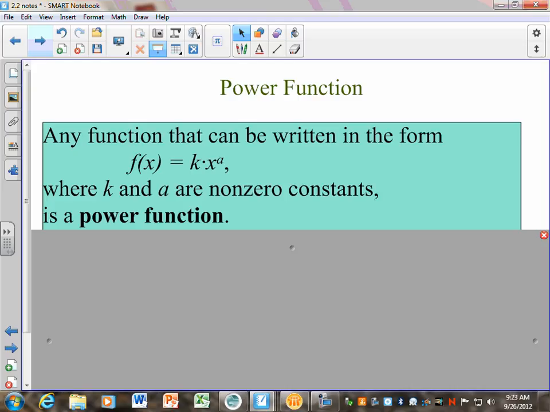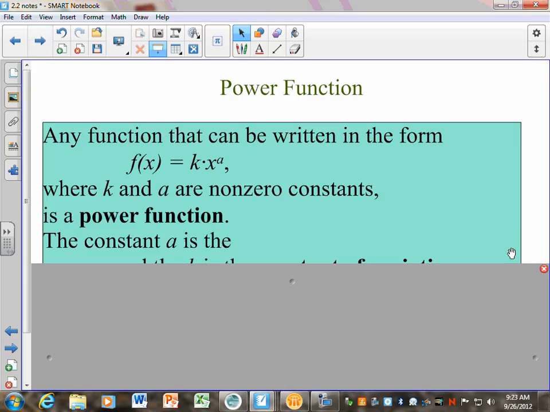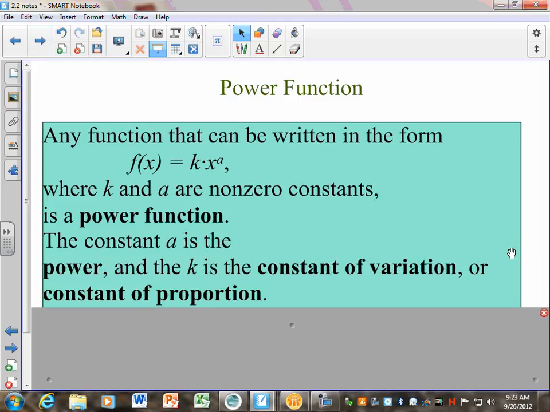What we're going to deal with today is more like story problems with power functions, and so I think that's why they throw that in here. And we say that the constant a is the power, which I feel like you probably know already. So if it was 2, we would say it's a power 2 function.